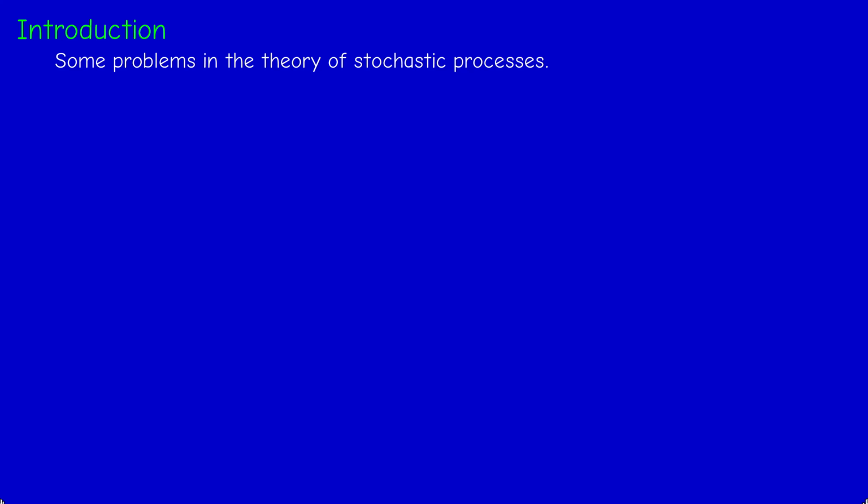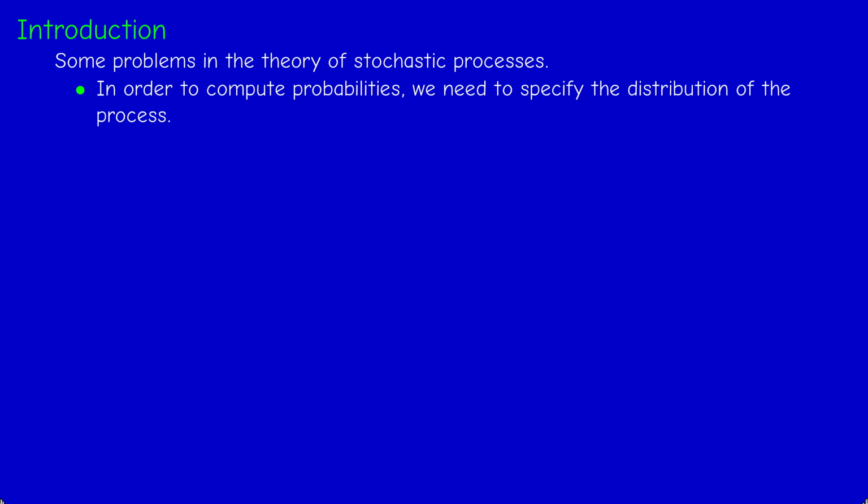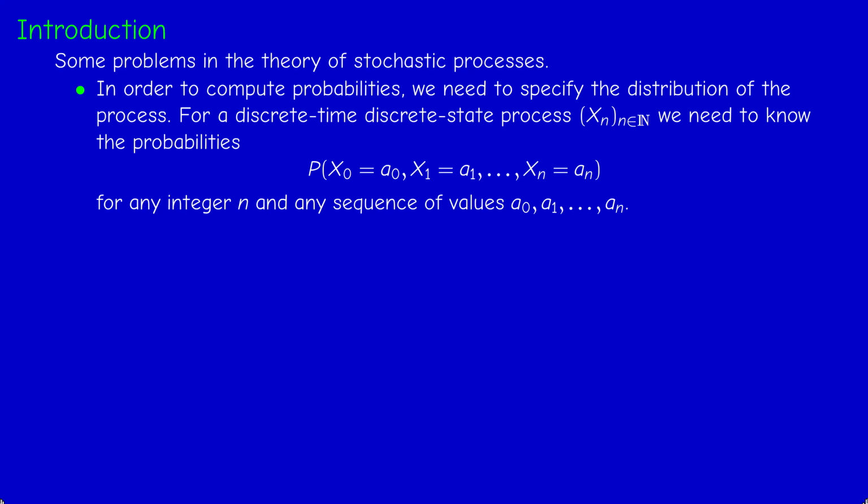And then the study of stochastic processes becomes more interesting. There are many problems that we study in the theory of stochastic processes. Let me mention just three of them. If you want to compute probabilities, we need to specify the distribution of the process. What do I mean by distribution? If I have a discrete time, for example, suppose that I have a sequence of random variables, so the time is discrete and the variables are discrete. If you want to compute probabilities, we need a way to compute the probability of this event: X0 equal to a given value, X1 given, Xn given.